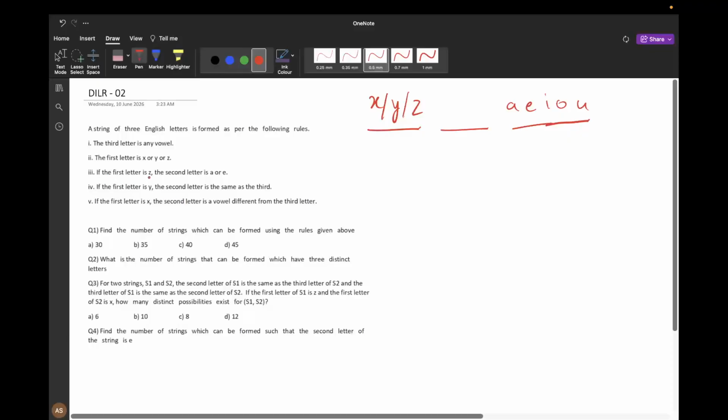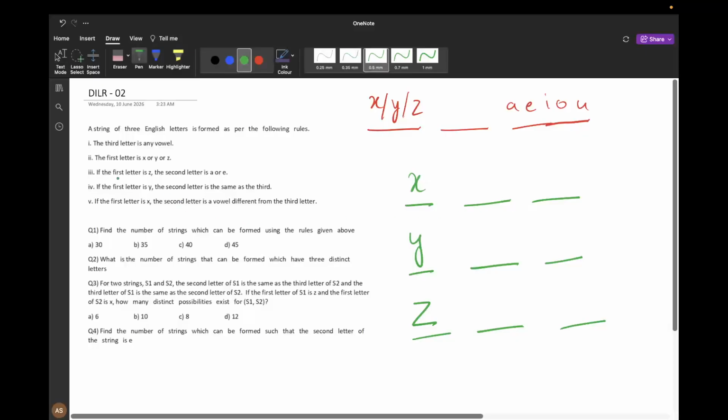If the first letter is Z, so now they have come to conditions. We see 3, 4, and 5. All the rules are if the first letter is X, Y, or Z. So it's better that we start writing the conditions individually. The first letter is X, Y, or Z. Let's see what the conditions have in store for us.